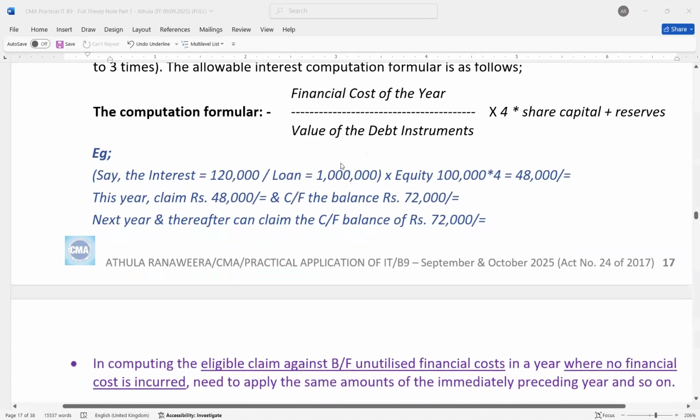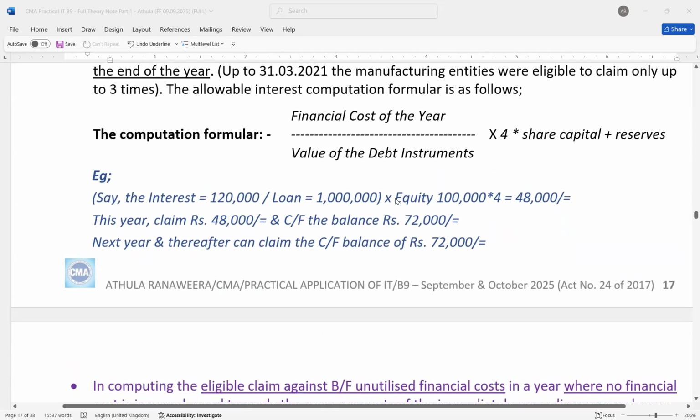Now I'll go back to this one. Say the interest is 120,000 rupees, loan 1 million, equity only 100,000 rupees. That is, we can't say equity, the share capital plus reserve is 100,000. Then 100,000 into 4 is 400,000 rupees. If we apply this into the formula, here 120,000, here share capital plus reserve 400,000 rupees, here debt instrument value 1 million, then the answer is only 48,000. Out of 120,000, this 48,000 I have to claim in the current year. The balance 72,000 I have to carry forward to the next year and claim within the next 6 years.